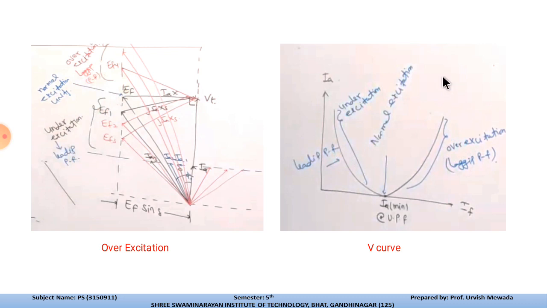And whenever the excitation is normal, at that time the machine will behave like a resistance, and whenever the machine gets over excited, in the case of motor, it will behave like a leading power factor, and in the case of the generator it is behaving like a lagging power factor. So this is the difference between synchronous motor and synchronous generator operation for different values of the field current.